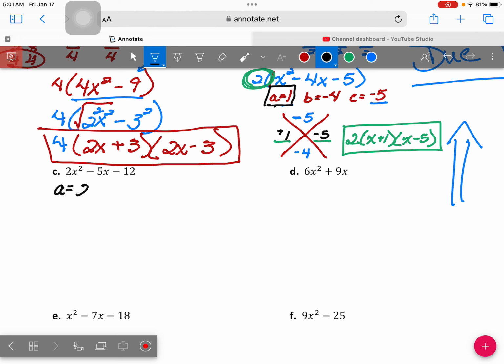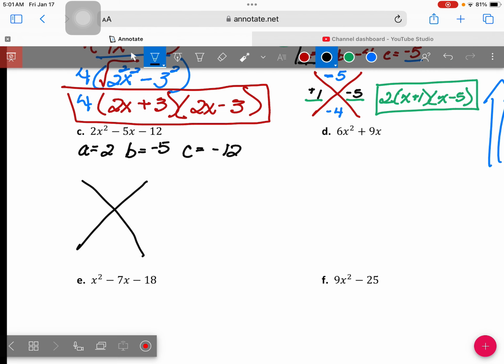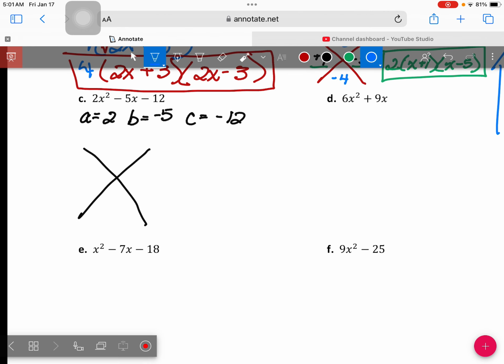So A is equal to 2, B is equal to negative 5, C is equal to negative 12, X box, and here A is not 1, so I can't use the simple new factors that we find. We need to get to the box part 2. So A times C is negative 24, B is negative 5. Negative 24 tells me I'm going to have a positive and a negative, and the negative is going to be larger. So I am looking at negative 8 and 3.